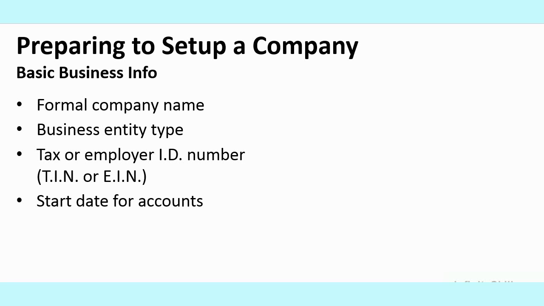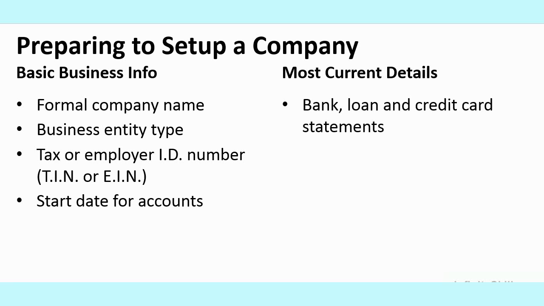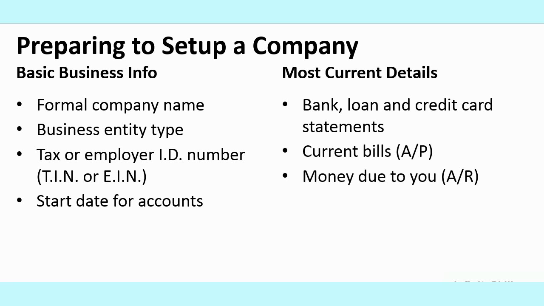The second type of information you should collect, though, needs to be current, as it does change, and it can change not only month to month, but even day to day. This includes things like your most recent bank, loan, and credit card statements, so you can create those accounts and put the current liabilities for them. You should make sure that you're using the statements that match the start date for using QuickBooks. In other words, it may be February, but if you want to start back in January, then you need to start with the January statements. You also should collect any currently due bills that have not been paid, as well as any records of money that is due to you from your customers.